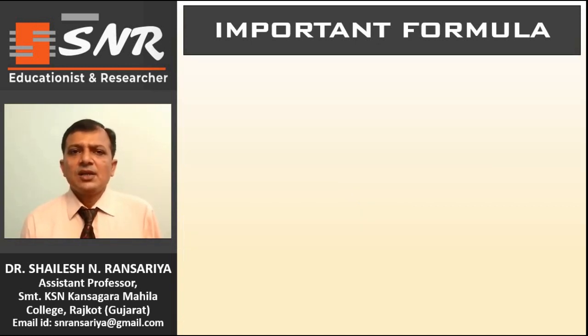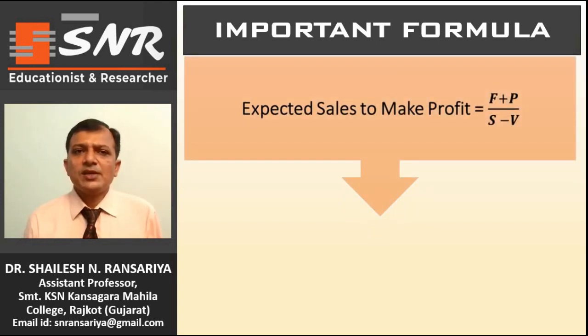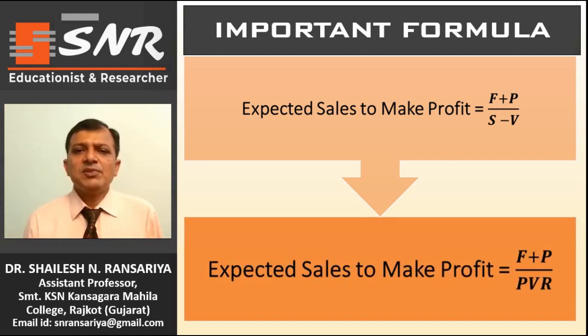Next, expected sales to make profit. So the formula for this is F plus P divided by S minus V. In this formula, we will get the answer in units, or we can calculate the same with the PVR also. So expected sales to make profit is equal to F plus P divided by profit volume ratio. With this formula, we will get the answer in rupees.